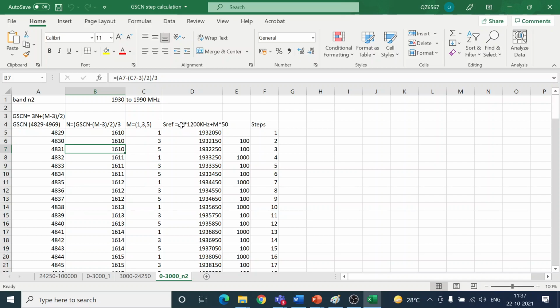And then there was a formula given for the synchronization reference frequency itself. I'm sorry, there is some issue at home.